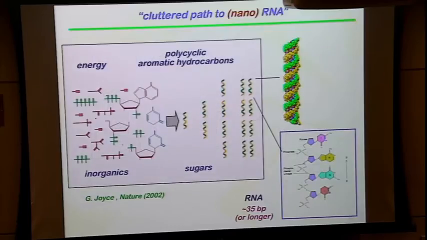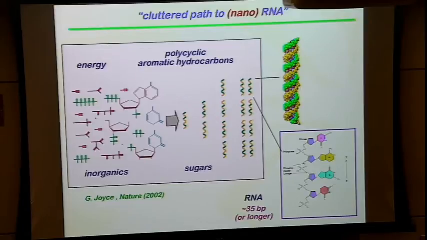Okay, so if you look at Jerry Joyce's timeline, there's the small molecule era, and that's going on all the time. This is the supply of these molecular fragments, and then there's the RNA world over here. Then the question is, what happens in between? You can see that the chemistry in this small molecule part is completely different from what happens in the RNA world.